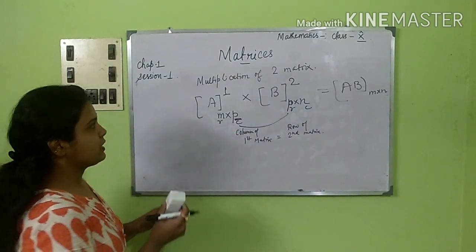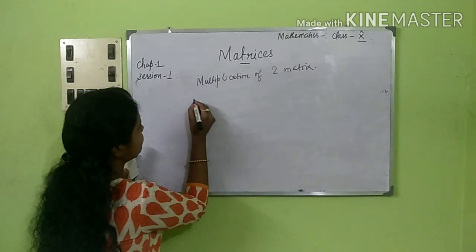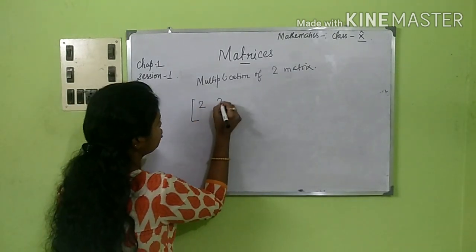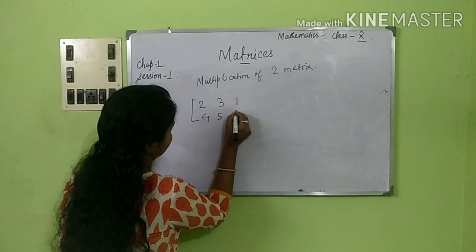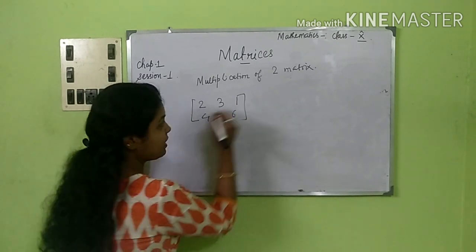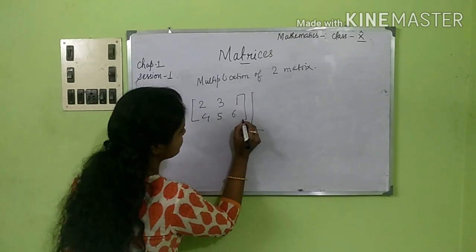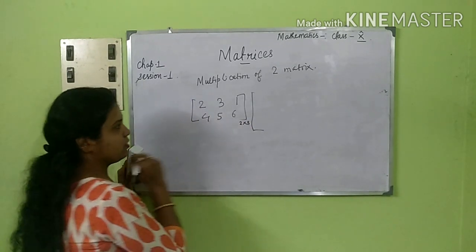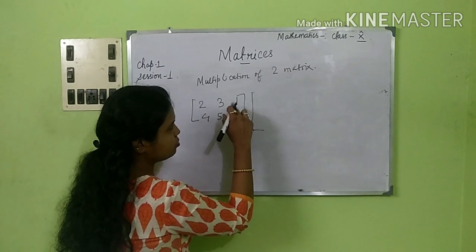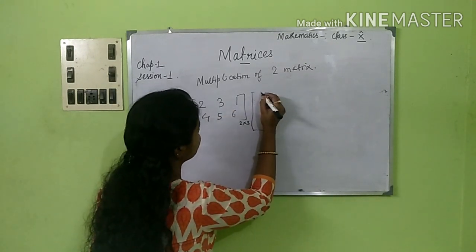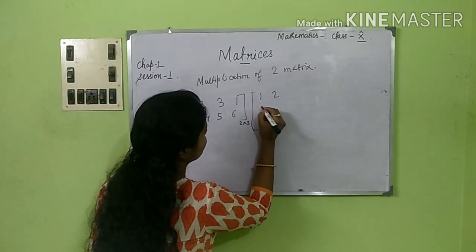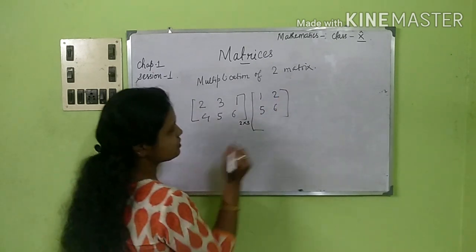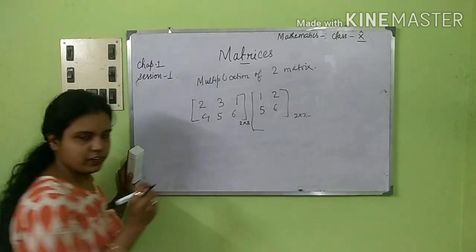Right? Next. Suppose I am taking a rectangular matrix 2, 3, 1, 4, 5, 6. Okay? I am multiplying with a rectangle. This is a 2 cross 3 matrix. You can see 2 rows and 3 columns. I am taking it for 1, 2, 5 and 6. Suppose this is a 2 cross 2 matrix I've taken.